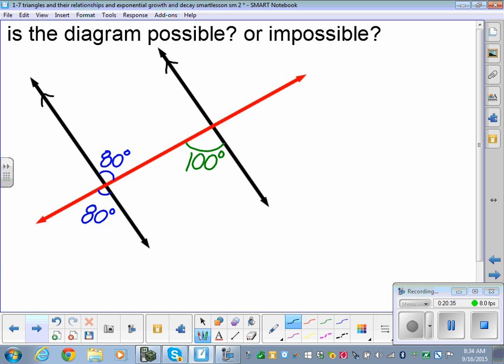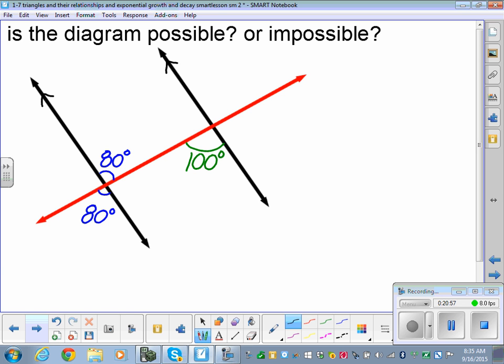So first of all, I just want to say what we have, and then you can think about it. We have this black parallel line and this black parallel line. So they're parallel. We have our transversal. Now remember, angle pair relationships work in between the parallel lines. So we know all of our angle relationships. I'm going to look at this diagram first.